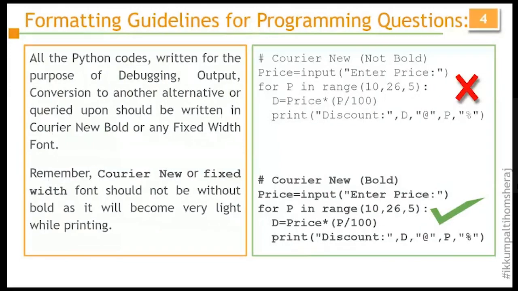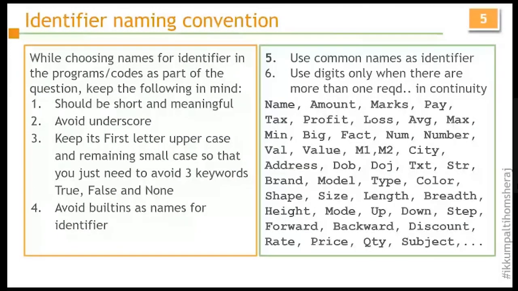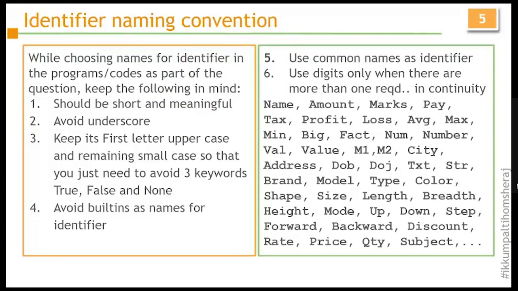Next, while choosing names for identifiers in the program or code as part of the question, keep the following in mind. They should be short and meaningful. Avoid underscore, because sometimes underscore is not printed properly, and if it is not printed properly, they think that there is a space in between 2 words. So avoid underscore. Keep the first letter uppercase and the remaining lowercase, so that you just need to avoid 3 keywords which start with capital alphabets. First is True, second is False, and third is None.